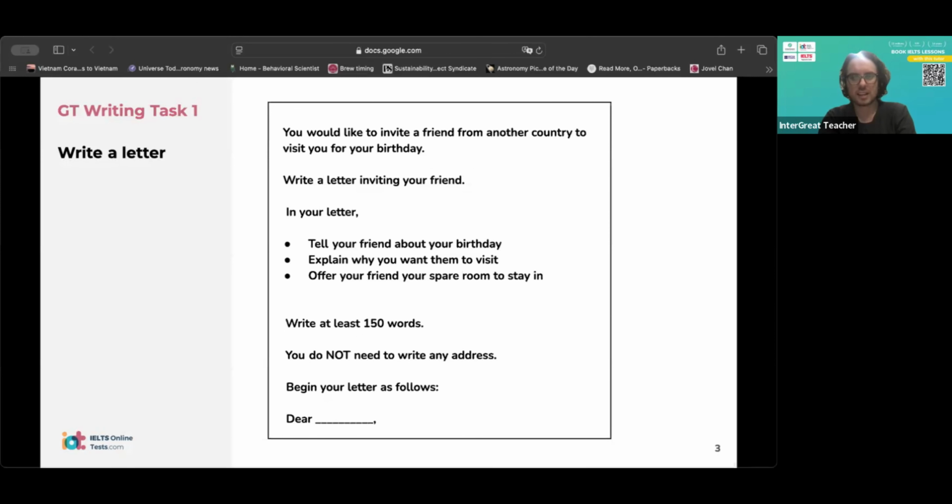And it says here, write at least 150 words. You do not need to write any address. Begin your letter as follows. All of these 3 points in the middle, that we call bullet points, in your letter you must do all these 3 things. So you need to write your letter including these key points.